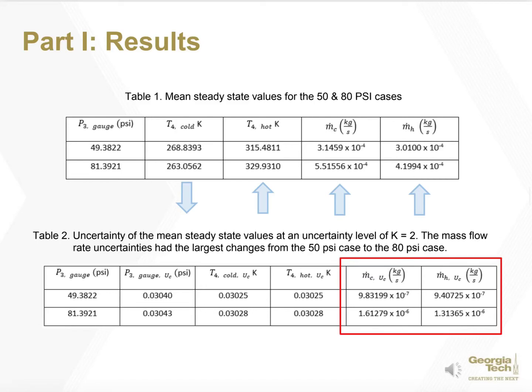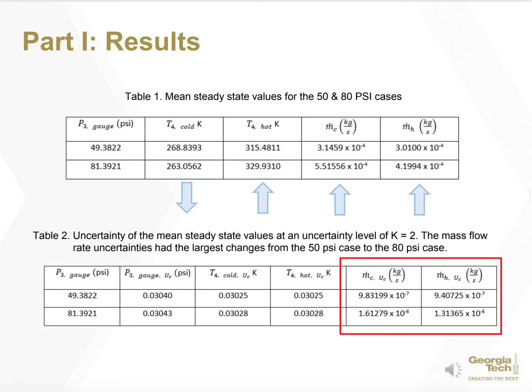Clearly, the vortex can generate more extreme hot and cold temperatures with higher input pressures, and increases in input pressure force the air to flow faster, which makes intuitive sense. In the bottom table are the uncertainties of the mean steady-state values at an uncertainty level of k equals 2. All the uncertainties are very small compared to the values in Table 1, potentially suggesting our data is accurate.